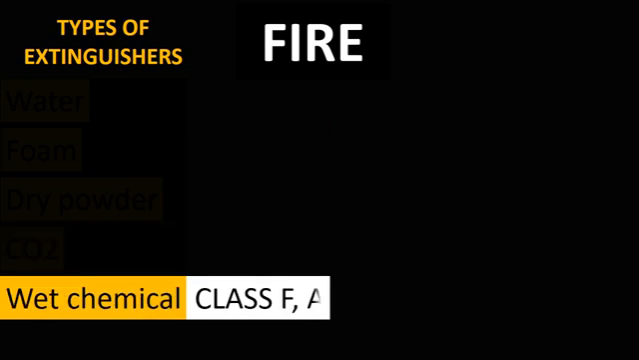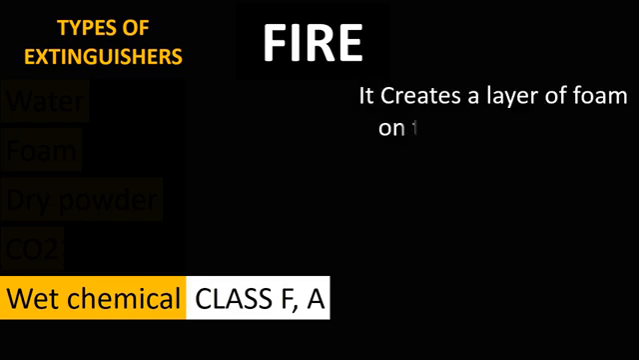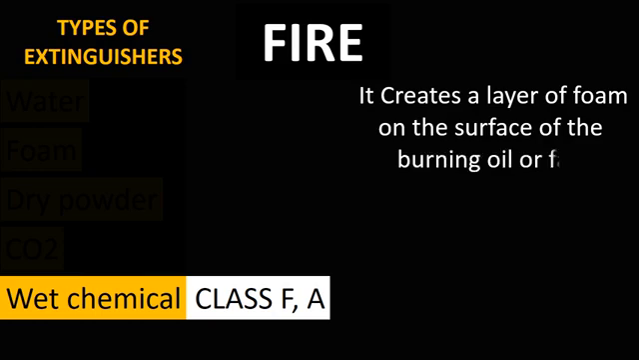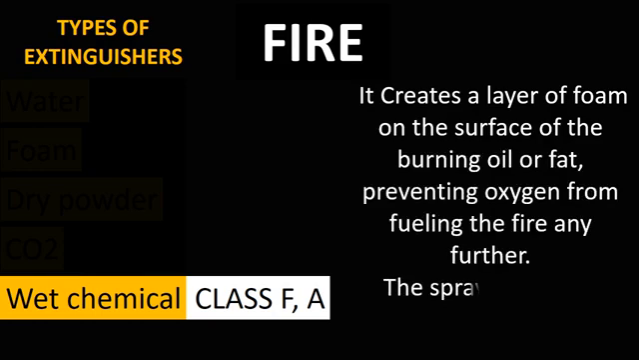The last type of fire extinguisher is wet chemical. Wet chemical type fire extinguishers are used for Class F and Class A fires. They have a yellow label color. Wet chemicals create a layer of foam on the surface of the burning oil or fat, preventing oxygen from fueling the fire any further. The spray also has a cooling effect.